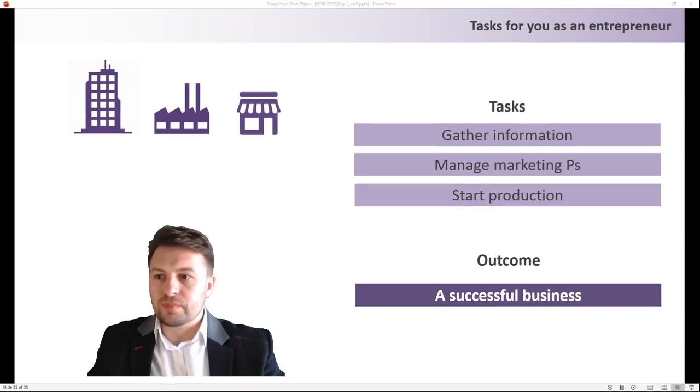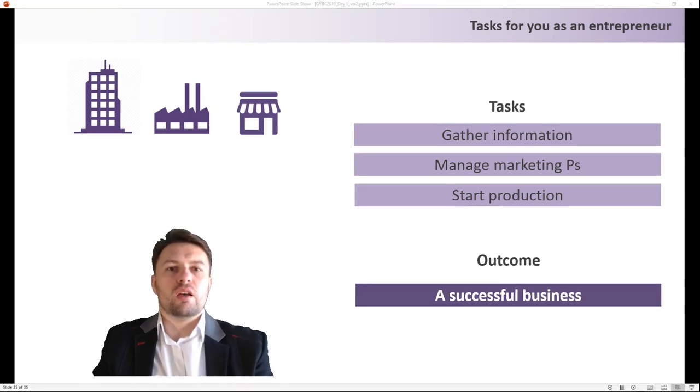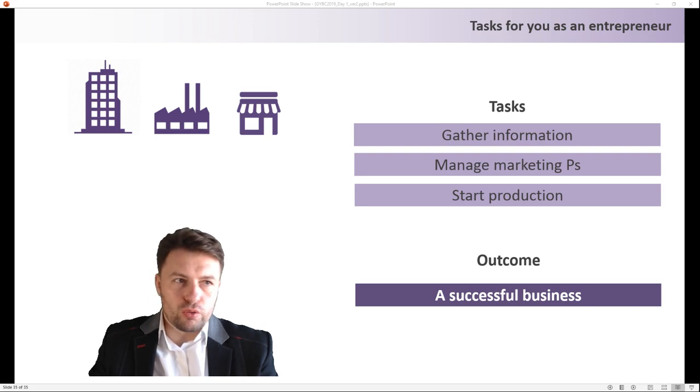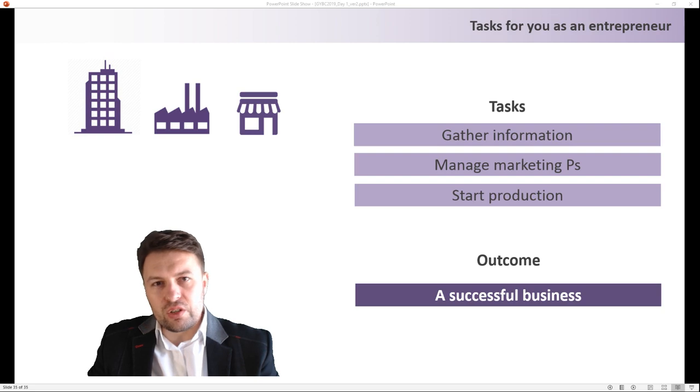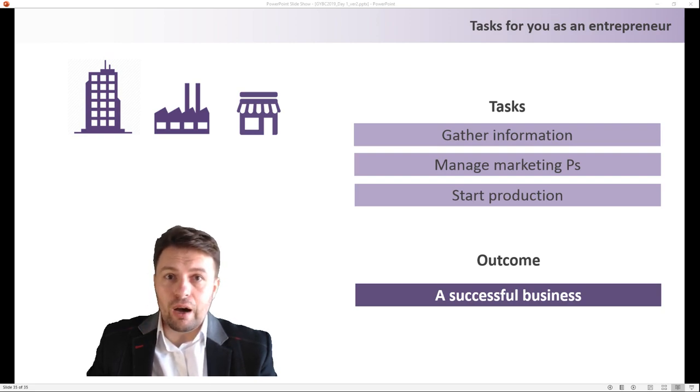As mentioned before, these are the tasks for you as a manager, but also as an entrepreneur. You have to think through and consider your possibilities, your plan of actions, and see how you can do it.